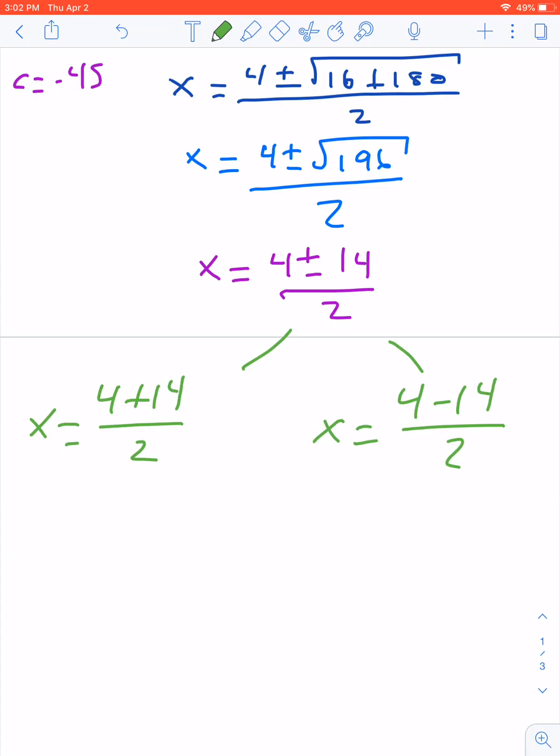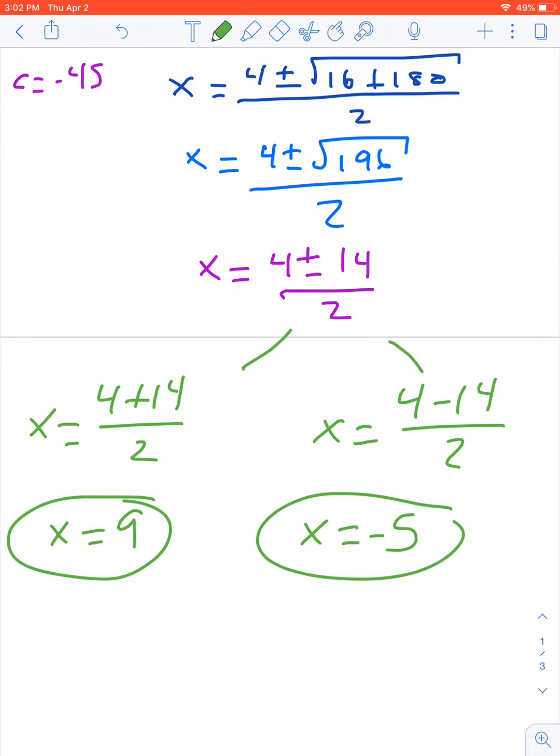14 plus 4 is 18. 18 divided by 2 is 9. 4 minus 14 is negative 10. Negative 10 divided by 2 is negative 5. So those would be my 2 answers. If I was to graph it, this is where the graph would cross the x-axis.